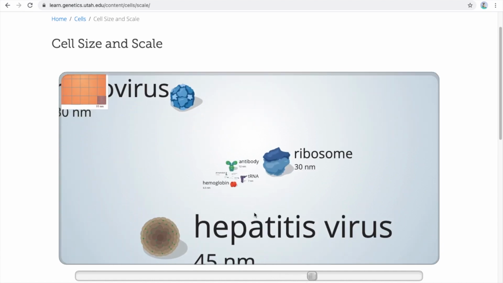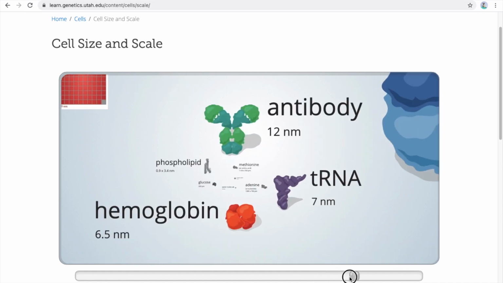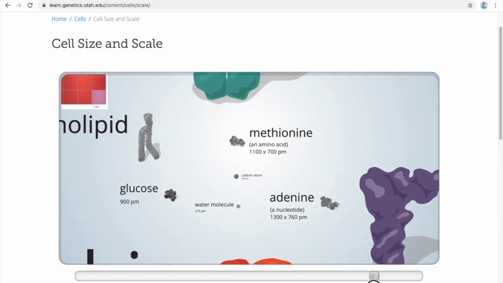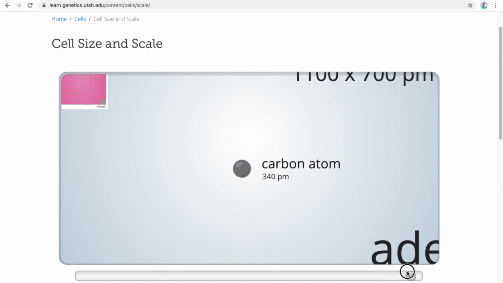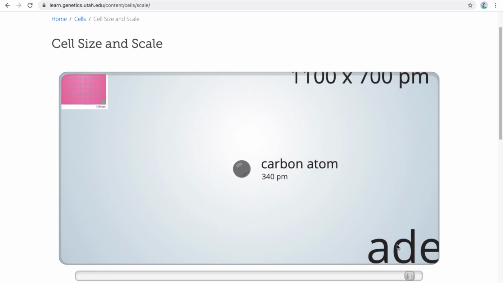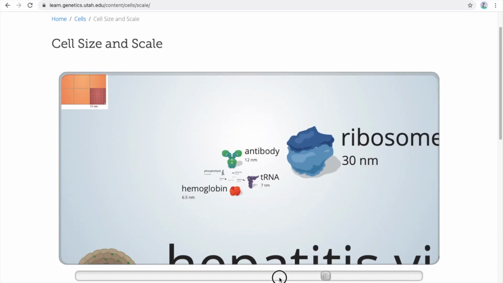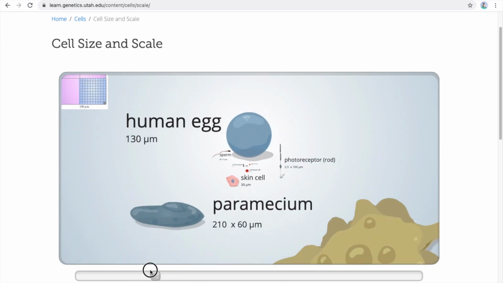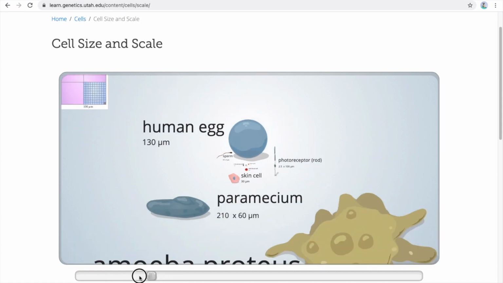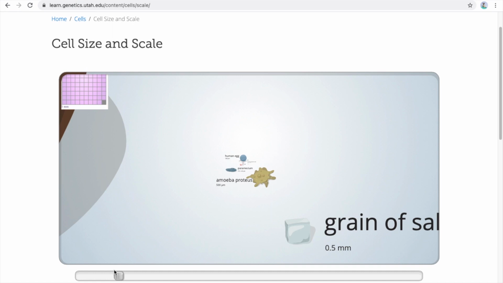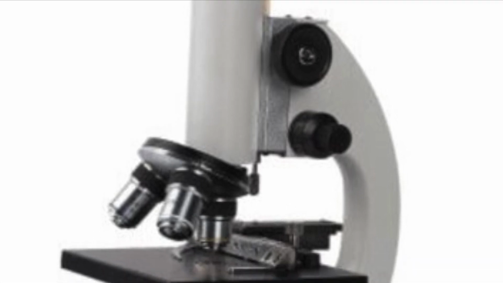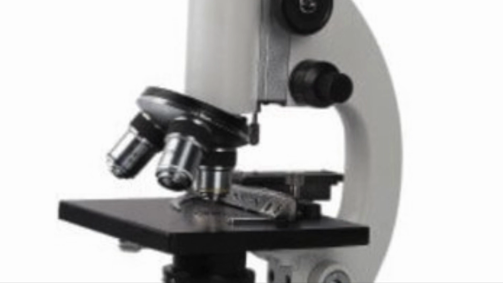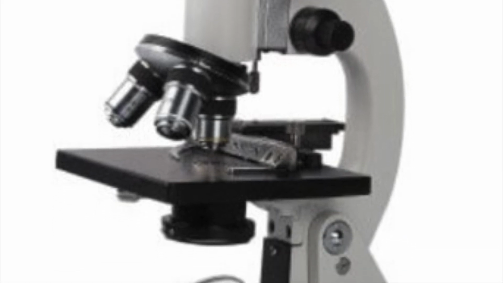Now here we find the hemoglobin cells, and if we zoom into another range we find the water molecule and a carbon atom. The carbon atom is the smallest item on this scale. So now I hope you got a clear understanding on how small are cells, molecules and atoms. We would need a special device called a microscope to view tiny items such as molecules, atoms, bacteria, etc.